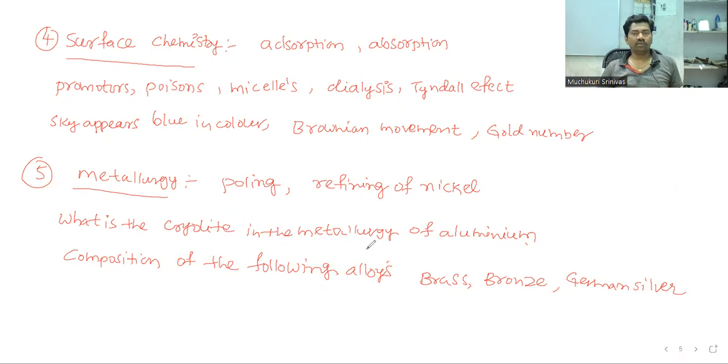What is the cryolite in the metallurgy of aluminium? Important question. Then composition of the following alloys. Brass composition is what? Bronze composition. Then German silver composition is what?